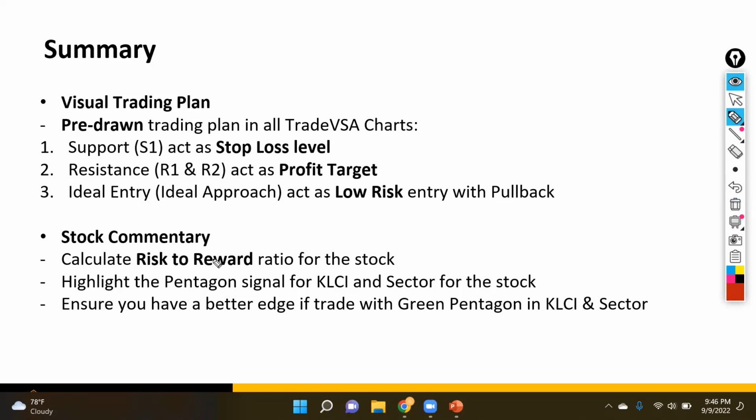The next thing is the stock commentary. This is the one that actually helps you increase your edge if you desire to trade. First of all, the risk reward for the stocks, you're able to see from the summary or commentary page. It also highlights the Pentagon signal for the index, which is the KLCI, and the sectors. If you're trading Power Roots, it will show the consumer sector, whether it is in green or red Pentagon. Again, this is to ensure you have a better edge when you are trading with the green Pentagon in KLCI and sectors.